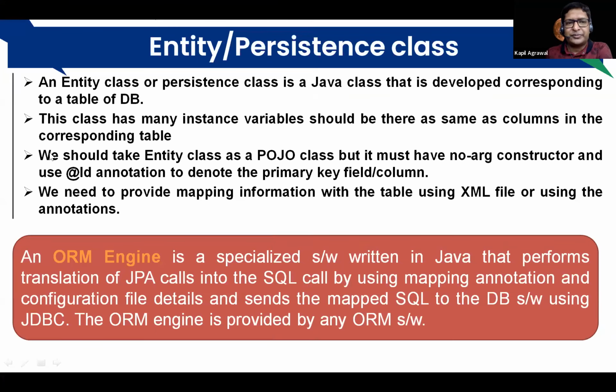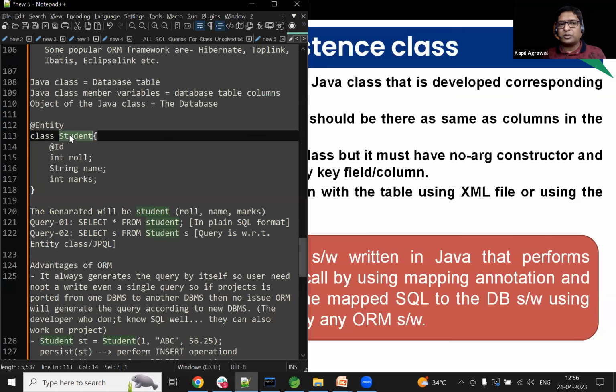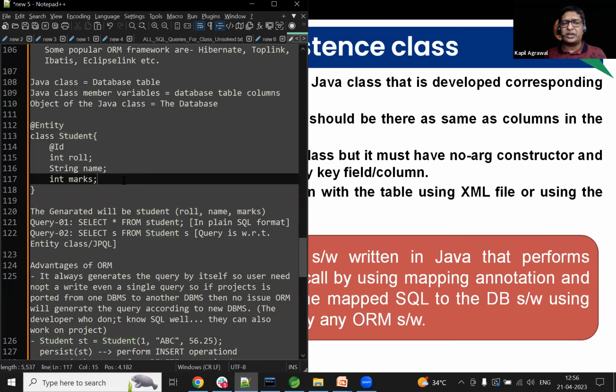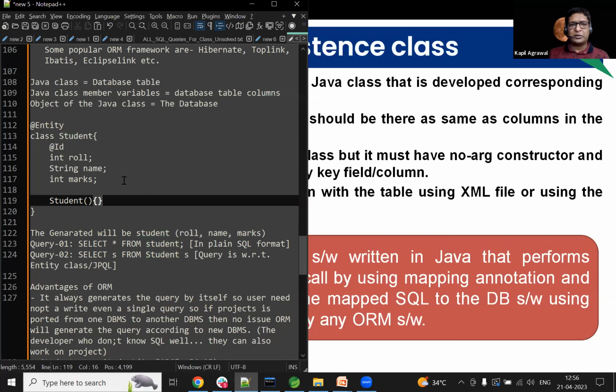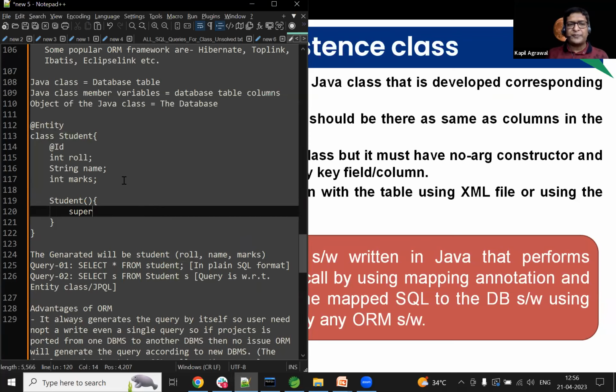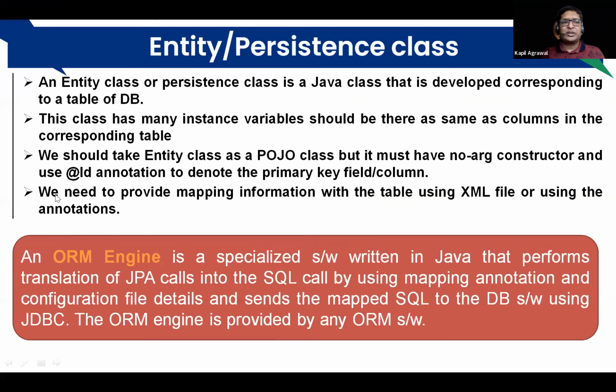Take a look at the third point. We should take the entity class as a POJO class, but it must have a no-argument constructor and use the @Id annotation to denote the primary key column. So right now, everyone, @Id is provided on the roll number, and definitely according to the definition, I have to provide a default constructor also. Now clear, third point also justified? Yes, it is.